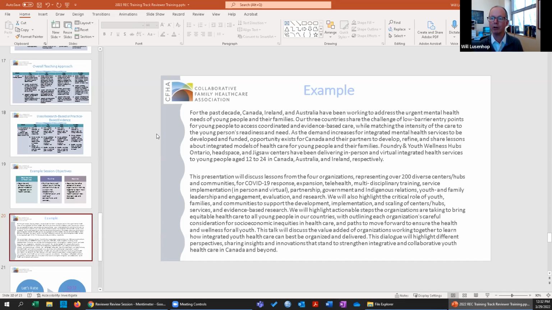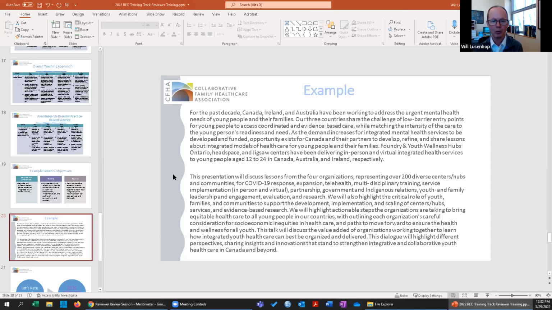As the demand increases for integrated mental health services to be developed and funded, opportunity exists for Canada and their partners to develop, refine, and share lessons about integrated models of healthcare for young people and their families. Foundry and Youth Wellness Hubs Ontario, Headspace, and Jigsaw centers have been delivering in-person and virtual integrated health services to young people aged 12 to 24 in Canada, Australia, and Ireland, respectively. The presentation will discuss lessons from the 4 organizations, representing over 200 diverse centers, hubs, and communities, for COVID-19 response, expansion, telehealth, multidisciplinary training, service implementation, partnership, government, Indigenous relations, youth. There's a lot of stuff there.